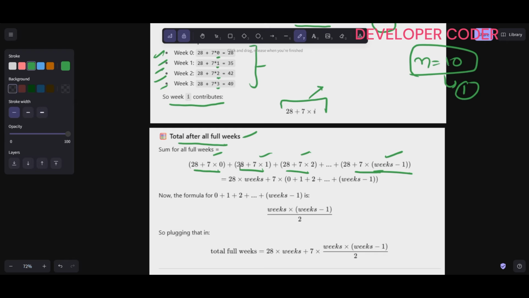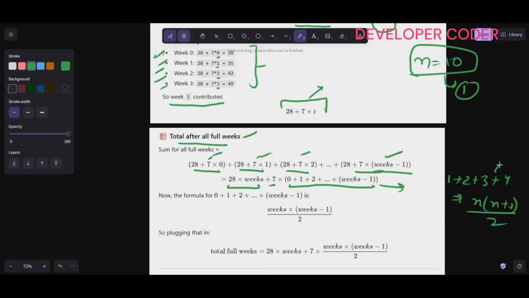So here 28 is common in all, so I can say 28 into weeks, and here 7 is common everywhere, right? 7 into, then here I am writing this, right? So this is nothing but the addition of natural numbers. So 1 plus 2 plus 3 plus 4. So what is the formula for this? n into n plus 1 divided by 2, right?